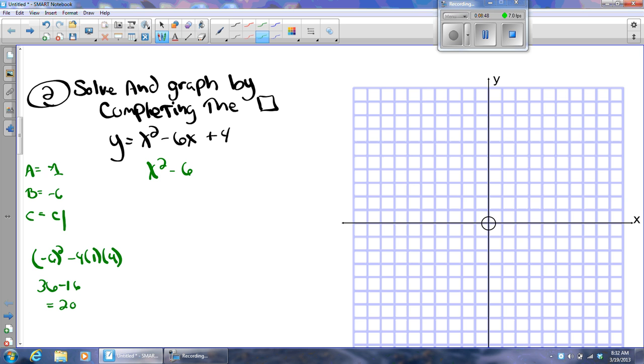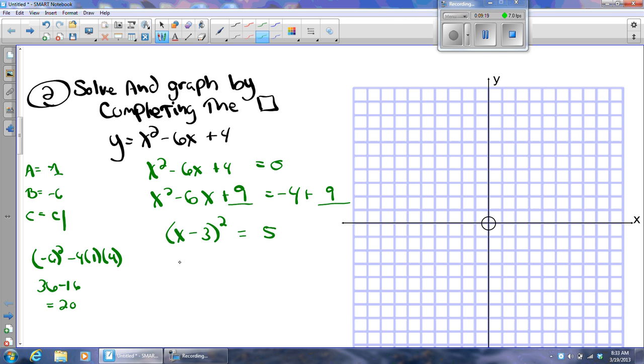x squared minus 6x plus 4, set it equal to 0. x squared minus 6x, subtract 4 from both sides. I'm going to take half of 6 and square it, so I'm going to get 9. I'm going to factor: x minus 3 quantity squared equals 5. Take the square root of each side. Going to add 3 to each side.